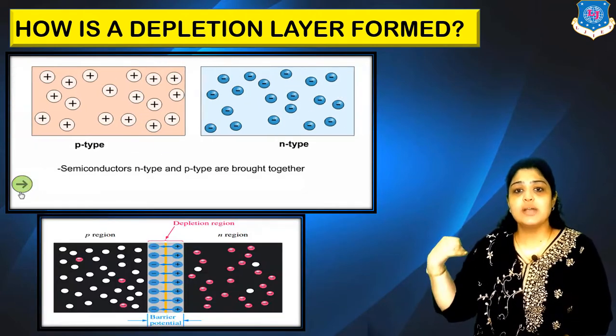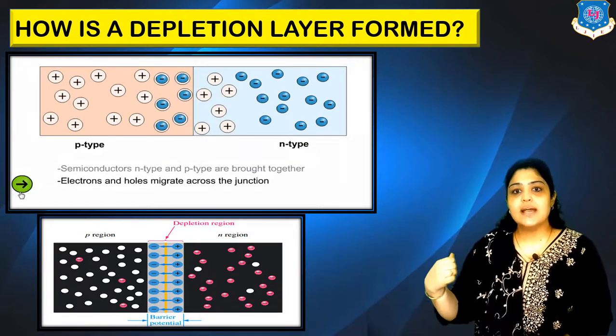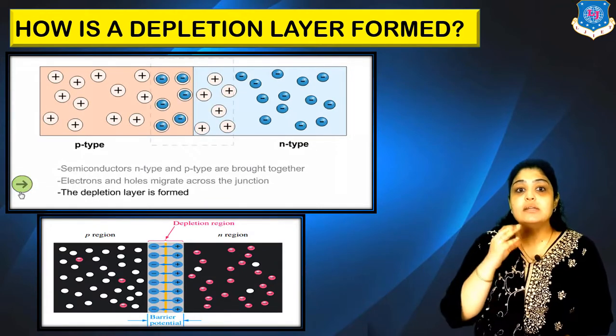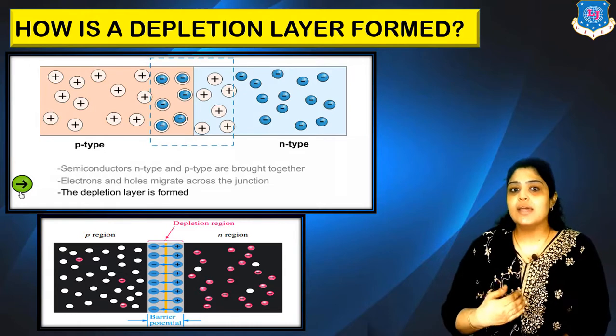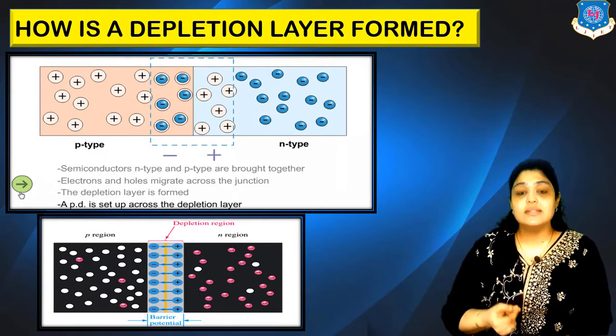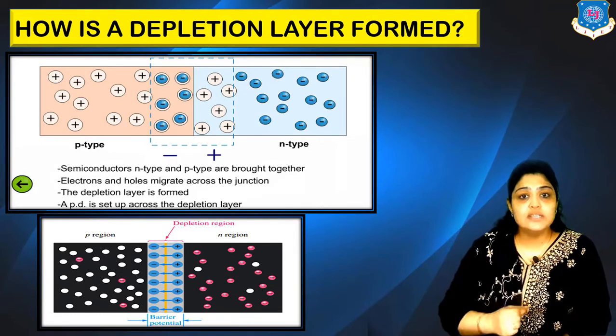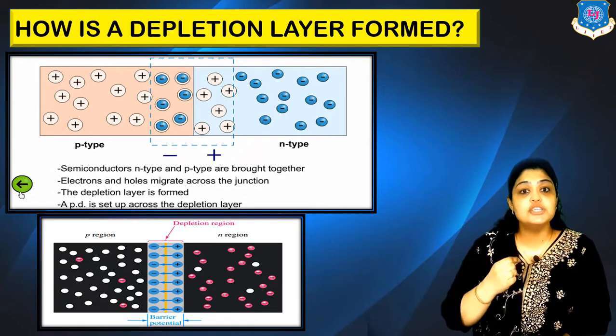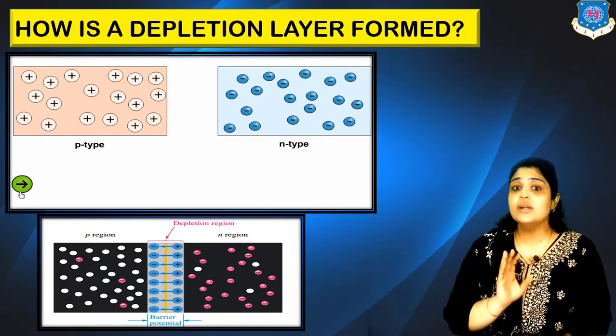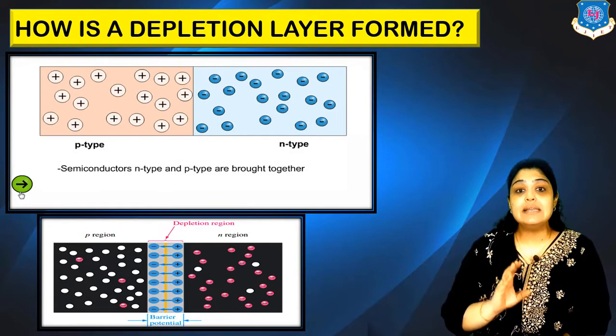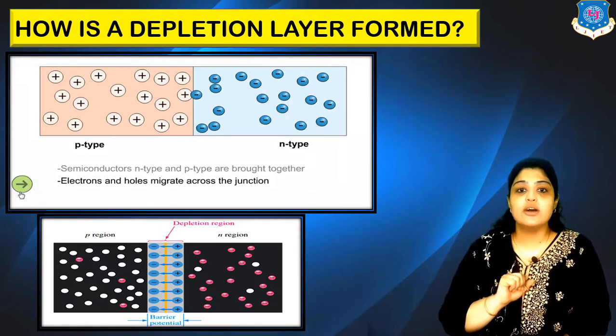Just have a look at the diagram below. In this diagram, you can see the depletion layer. Now, I can say in one single sentence that the process responsible for the formation of the depletion layer is diffusion. What is diffusion? Diffusion is because of uneven concentration.